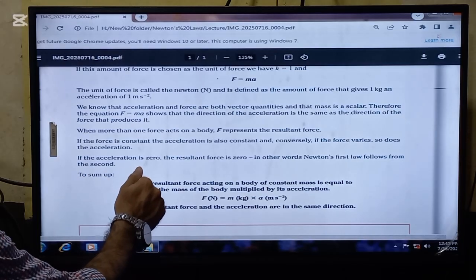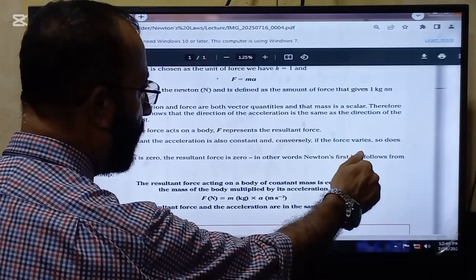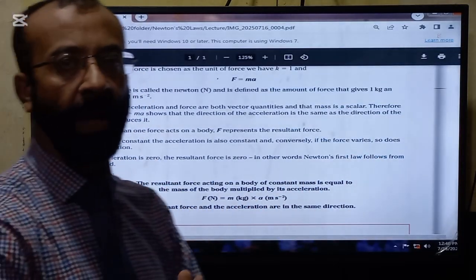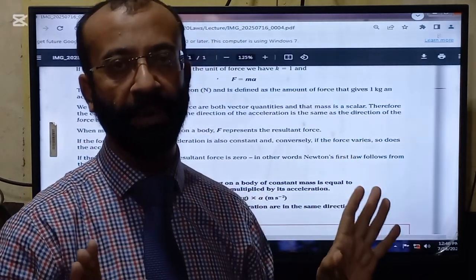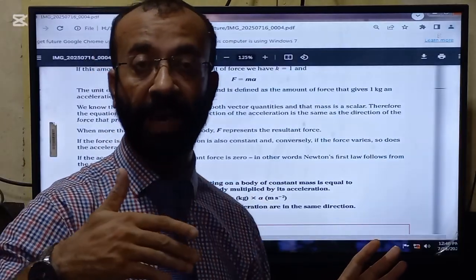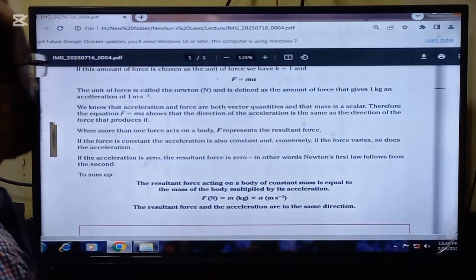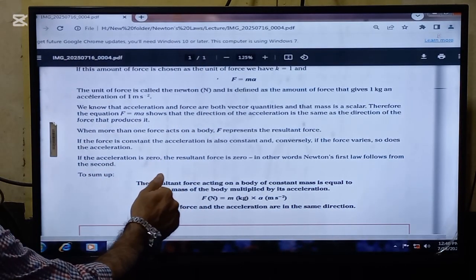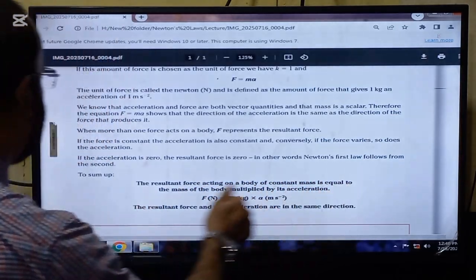If the force is constant, the acceleration is also constant, and conversely, if the force varies, so does the acceleration. So this is a very simple thing. If force is constant, uniform, then the acceleration produced will be constant. But if force varies, sometimes greater, sometimes smaller, the acceleration will also vary. If the acceleration is 0, the resultant force is 0. In other words, Newton's first law follows from the second.